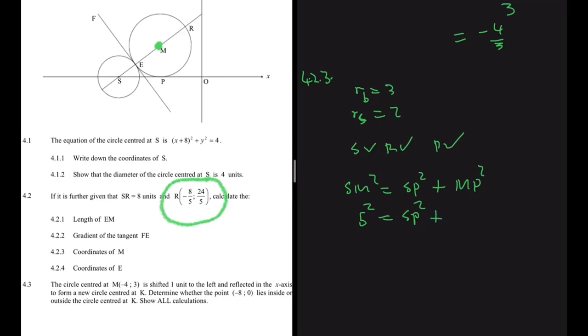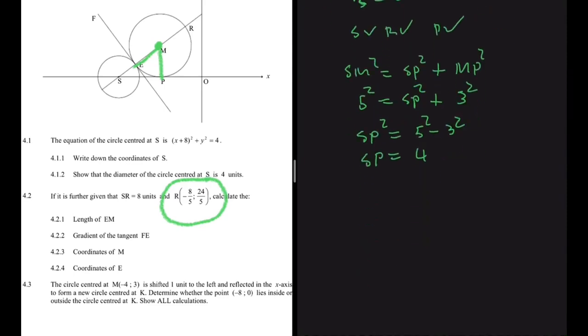MP squared is EM squared because they're all radii, right? From M to E, that's the radius. From M to P, that's the radius. So the radius is 3, so we have 3 squared. So SP squared is basically 5 squared minus 3 squared. 5 squared is 25, 3 squared is 9, so 25 minus 9 is 16. The square root of 16 is 4, right? So SP is equal to 4.